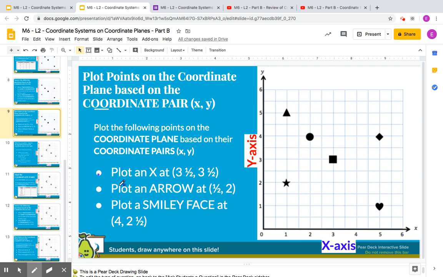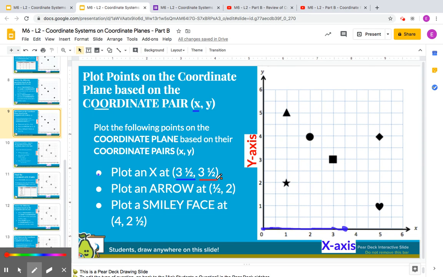I need to first plot an x at 3.5, 3.5, x and then y. So this first point is how far on the x-axis, 3.5. I'm going to look at my origin, and I'm going to go over 3.5: 1/2, 1, 1.5, 2, 2.5, 3, 3.5.